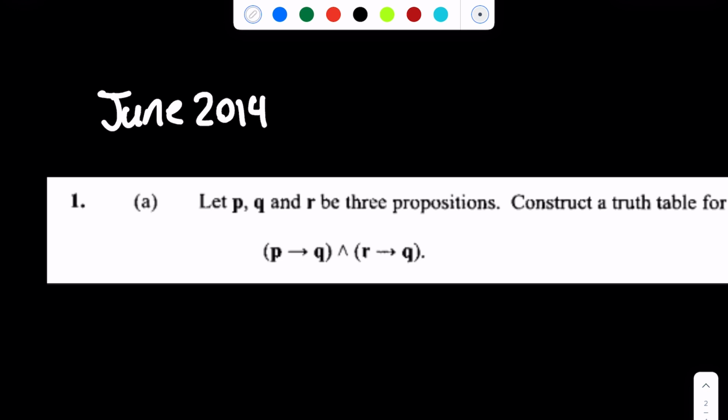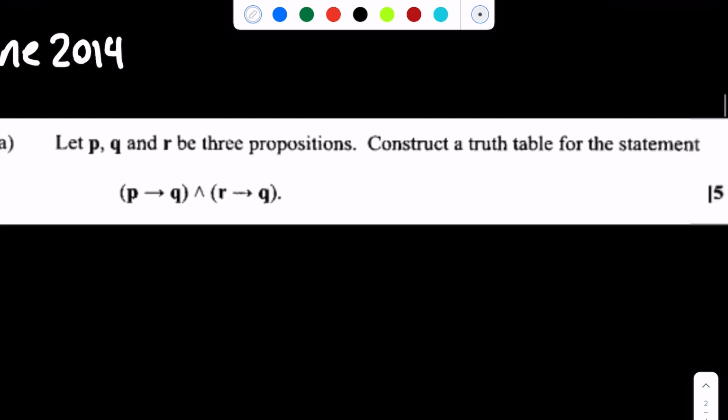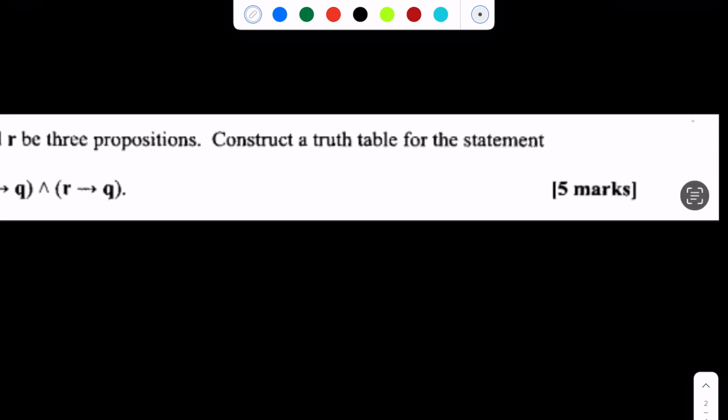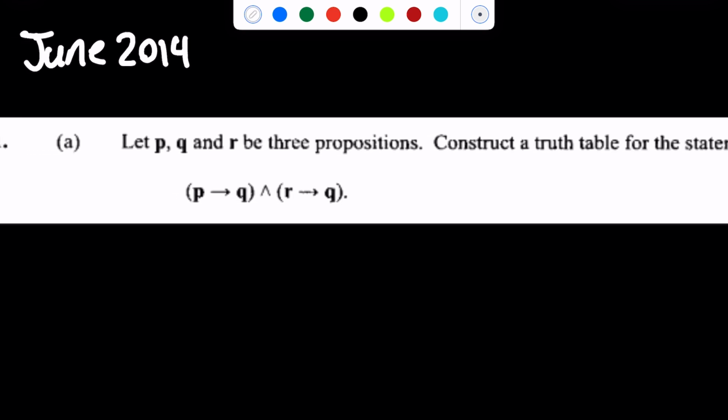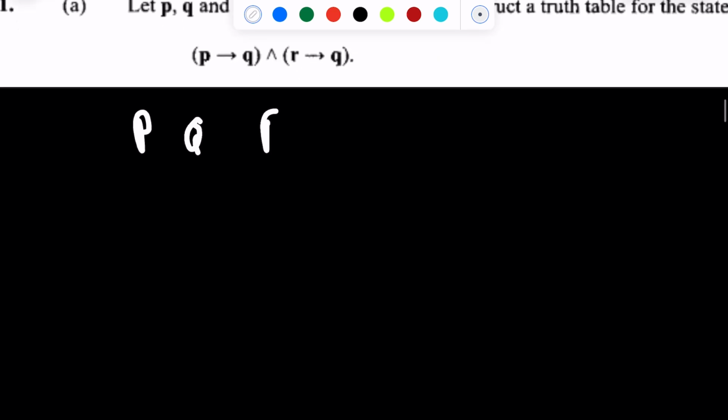So let P, Q, and R be three propositions. Construct a truth table for the statement P then Q and R then Q. Look at this. They told us that we have P, Q, and R, and those are three propositions. So what have I been telling you from the start? I've been saying that the number of rows we have is 2 to the power of n, where n is the number of propositions.